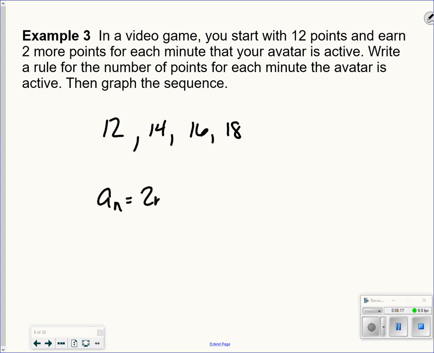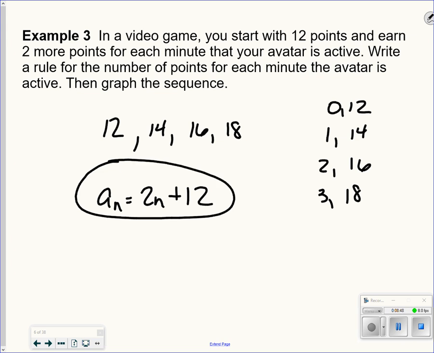So the rule, now this particular sequence, let's start with 0. So if I have 0, I get 12. If I have 1, I have 14. In 2 minutes, I have 16. In 3 minutes, I have 18. So we're going to start with our domain being 0 for this particular situation. Because again, you start with 0 minutes, you have 12 points. So that can be a little bit misleading.